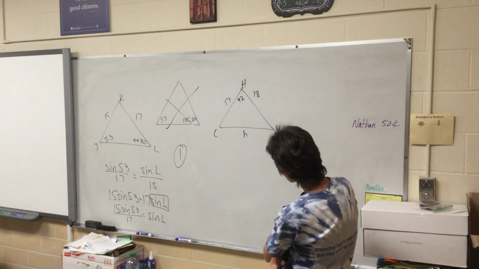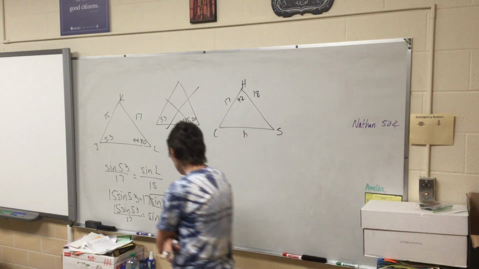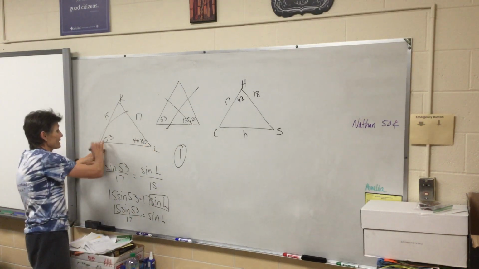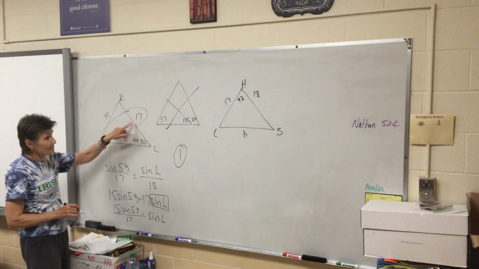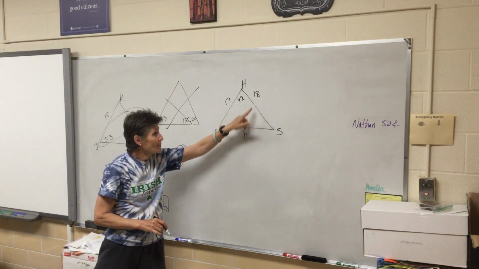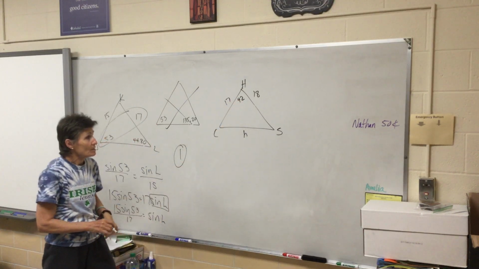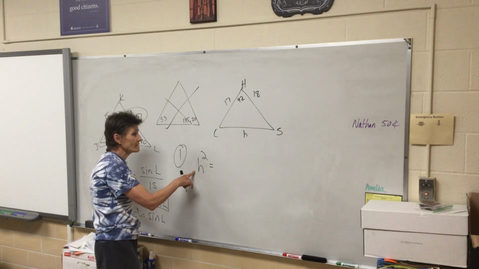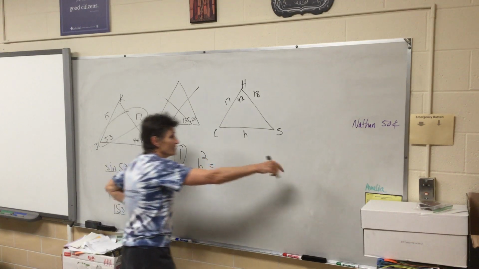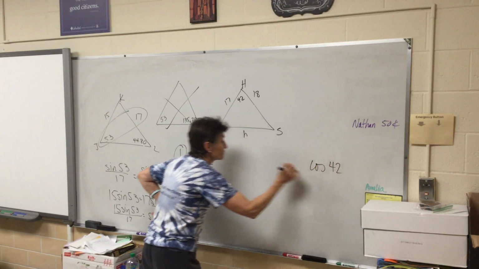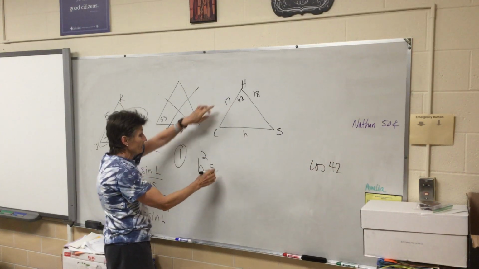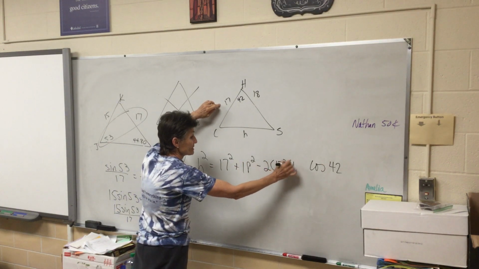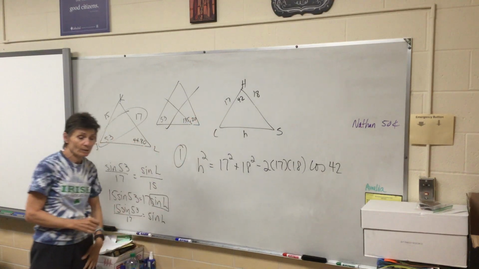Now we need to decide, is this going to be another law of sines or is this going to be a cosine? Well, I hope you realize, unlike this problem where we had a match set, we do not have a match set in this problem. So this is going to be the law of cosines. So on one side, we have h squared. On the other side, we have cosine 42. And then in the middle, we have 17 squared plus 18 squared minus 2 times 17 times 18 times cosine 42.